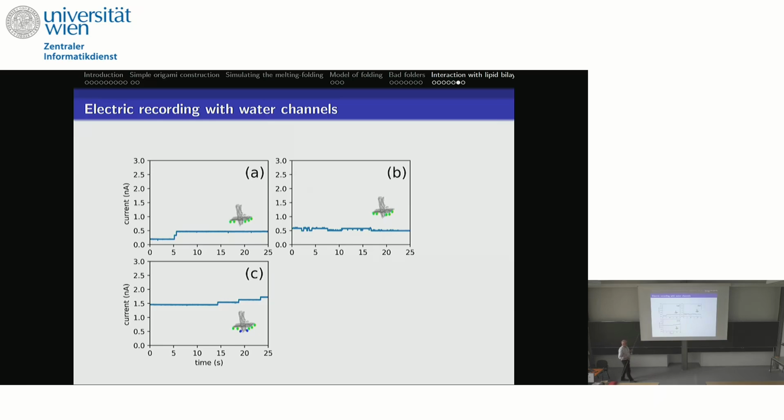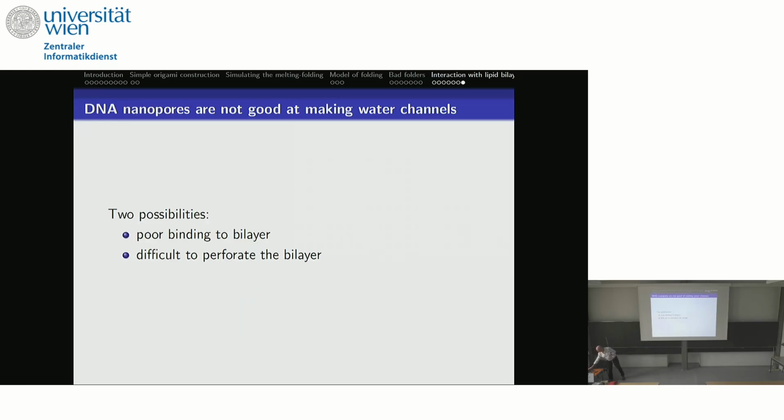So I should give some numbers. The concentration here is typically nanomolar or 10 nanomolar. The volume of the droplets is around nanoliters. So you expect around 1 million, 10 to the 6 nanopores to be floating and able to bind to the bilayer. Still, the number of jumps that you see here is most of the time less than 10. So there are 2 possibilities to explain that. Either the origami doesn't bind to the bilayer or it is not able to make the water channel.